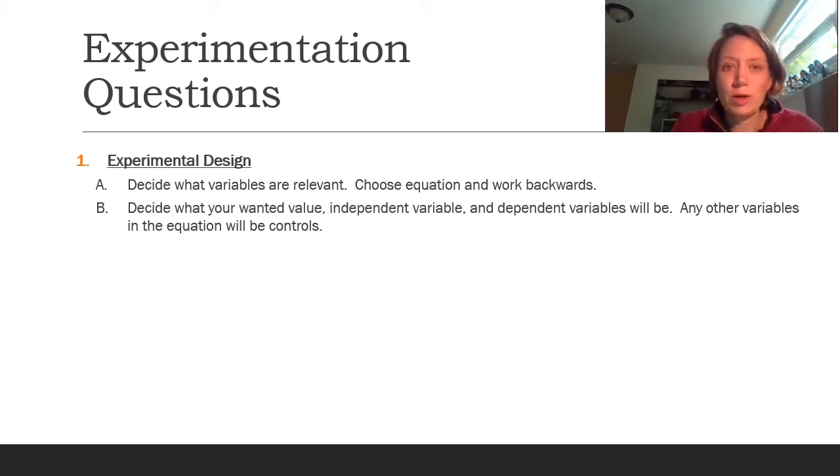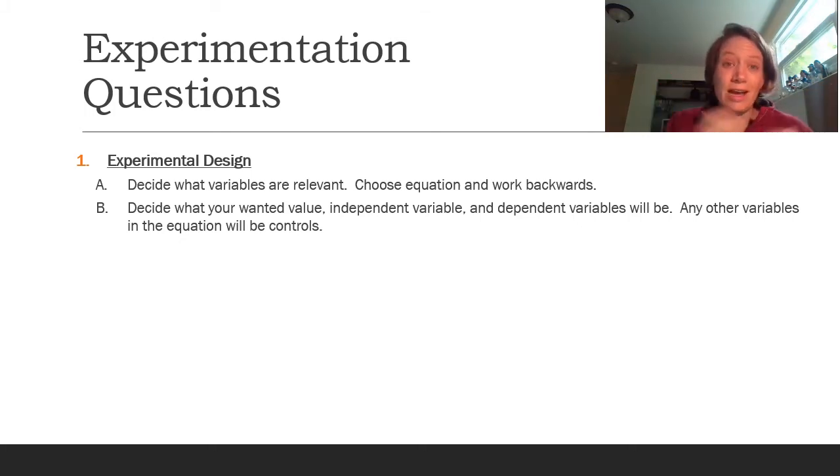The second thing is to be really clear and explicit about how all the variables interact with each other in your experiment. So we want to know for sure what variable we are trying to find, what's my wanted variable, and then the experiment usually involves manipulating one variable, called the independent variable, and measuring something else to see how the relationship between those two variables might say something about a third variable.